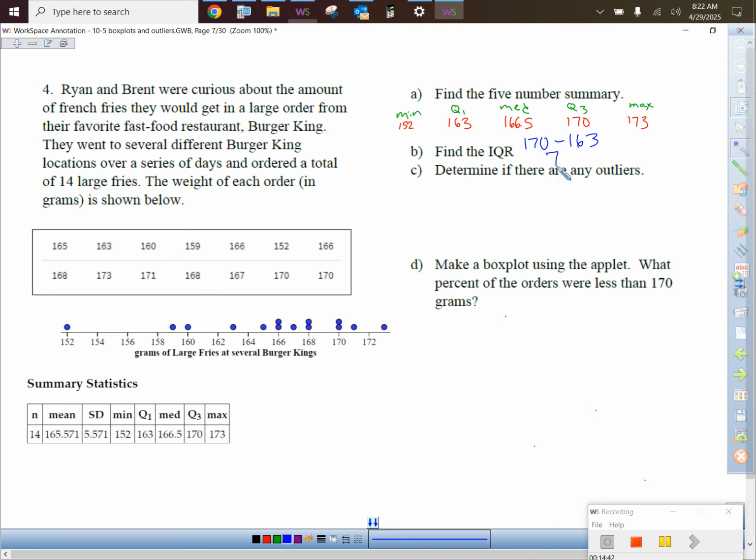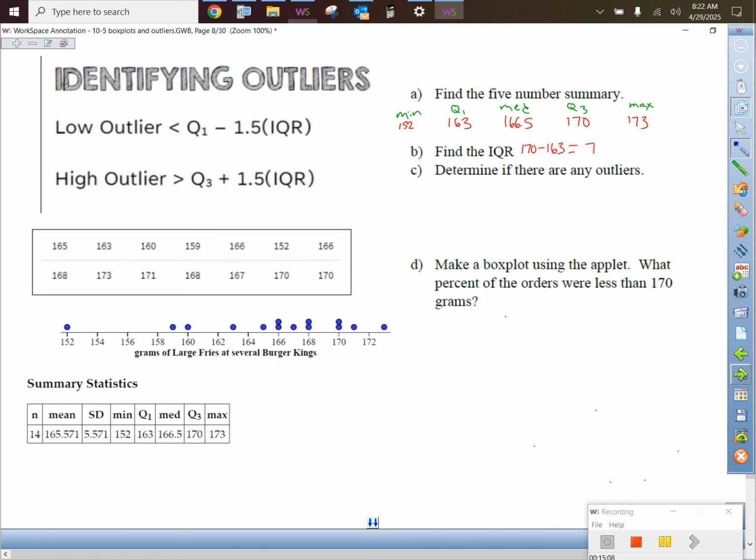It's like, what are the fences? What are the boundaries for this? Let's use that formula. So we'll do the low outlier. I like to do that first. And remember that formula is right there. You got to use Q1, which is 163 minus 1.5 times the interquartile range of 7. So we'll punch that in.